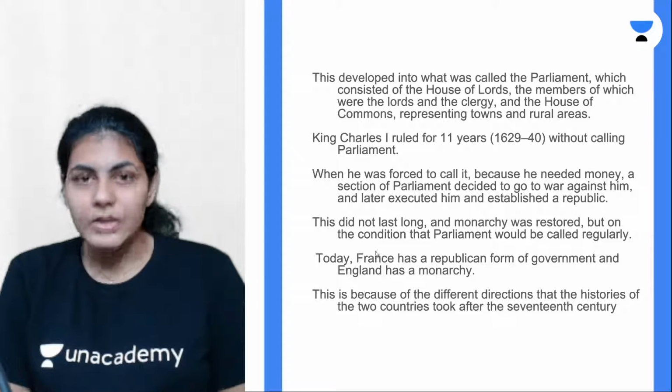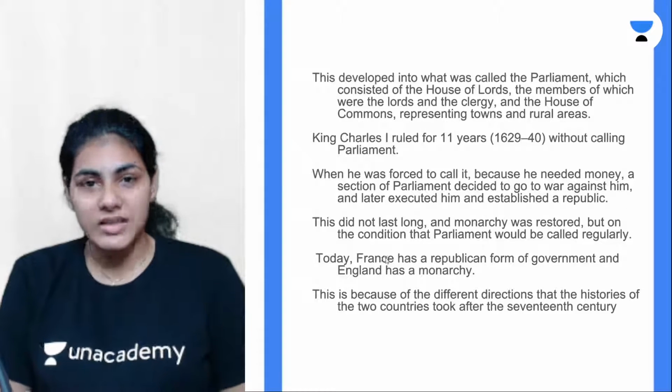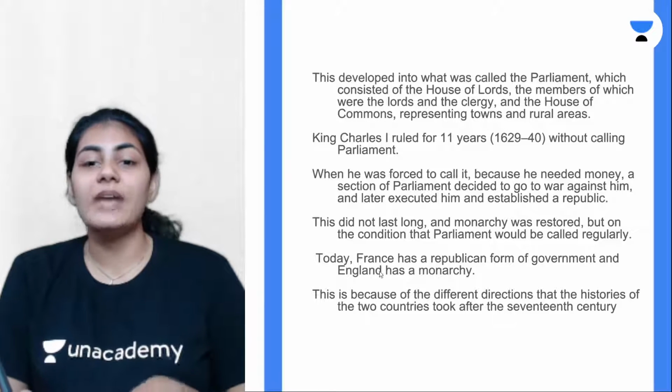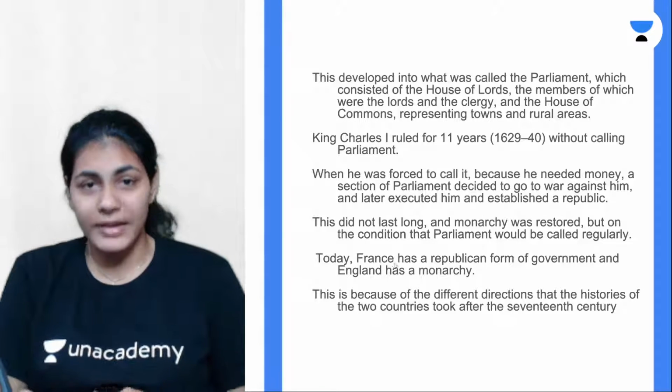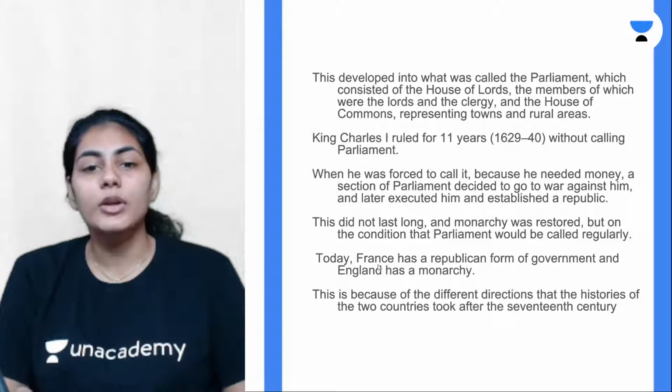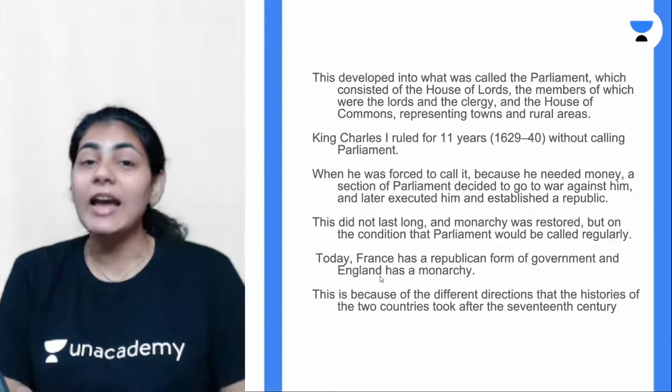Because of these factors that happened in the 16th and 17th centuries, even today in France we have a republican form of government. In the 21st century, we have a republican form of government in France. But if you look at England, we still have a monarchy.